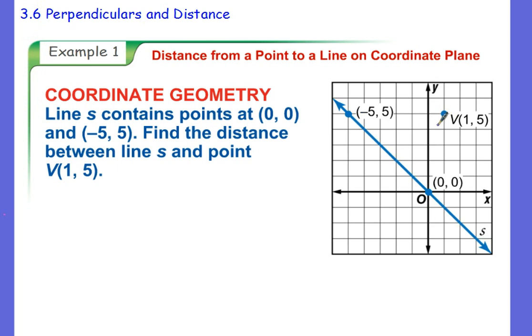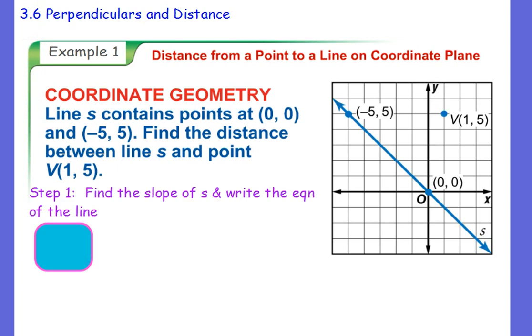Okay, so here it says line S, that's what they're calling this line, contains points at 0, 0 and negative 5, 5. Find the distance between line S and point V, which is over here at 1, 5. All right, so we're going to break this down into steps. Our very first step is we want to find the slope and write the equation of the line that they give us. We know how to do that. That's just basic algebra. So to write the equation, let's first find the slope.